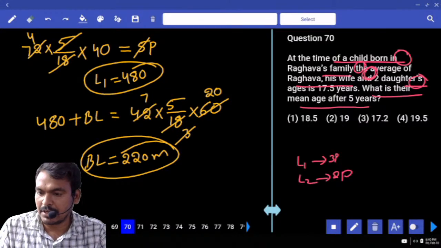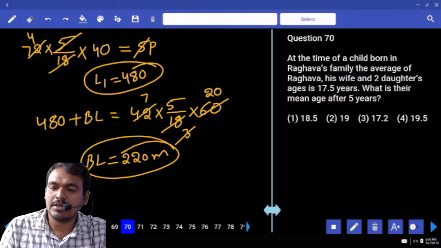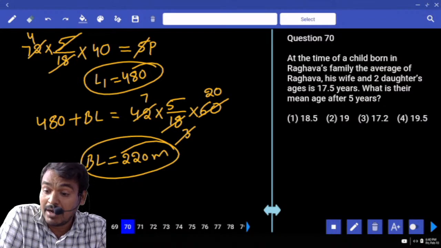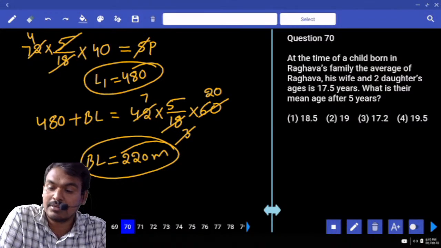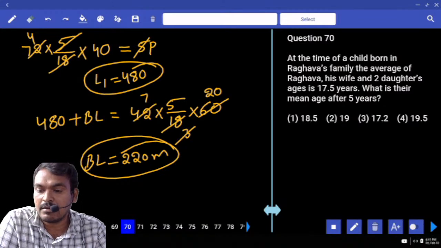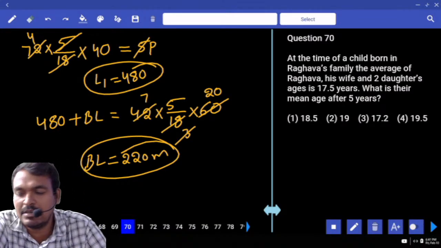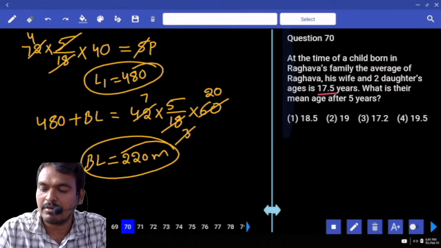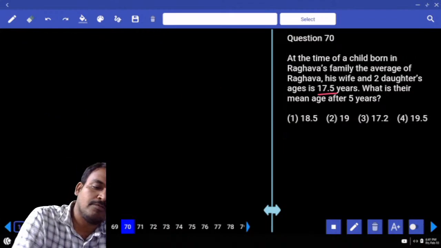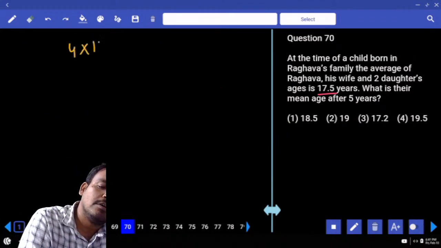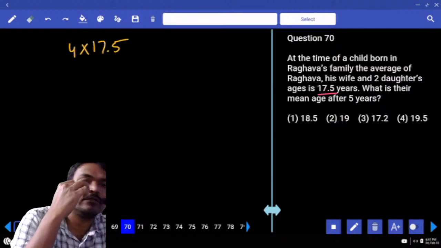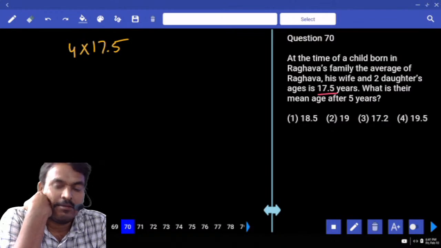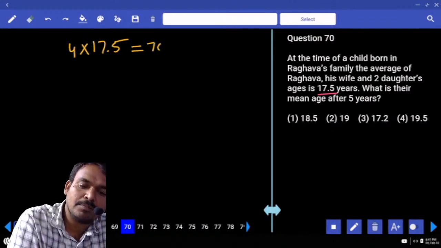Question number 70. At the time of children born in Raghava family, the average age of Raghava, his wife and 2 daughters is 17.5. Before the children were born, there were 4 persons. The average of the 4 persons is 17.5. The sum of the 4 persons is 4 into 17.5, which is 70. That 70 is the sum of 4 persons.